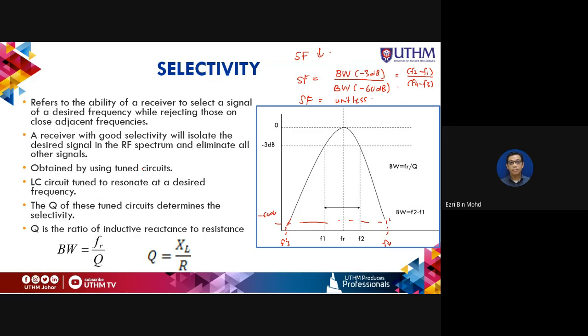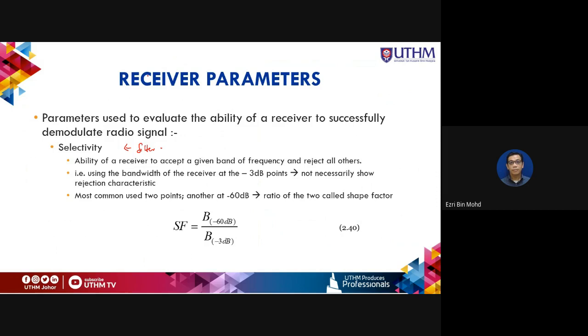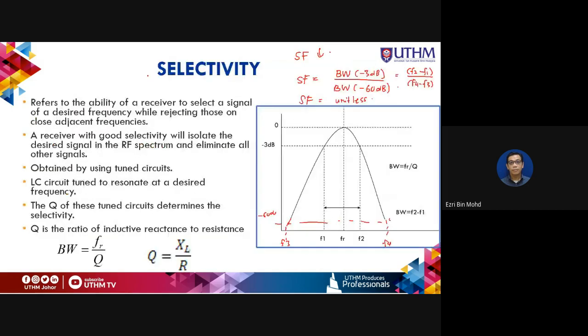Besides selectivity, a receiver with good selectivity will isolate the desired signal in the RF spectrum and eliminate all other signals. Same as the terminology of a filter, the RF filter is obtained by using tuned circuits. So an LC circuit is tuned to resonate at the desired frequency. The Q of this tuned circuit determines the selectivity.